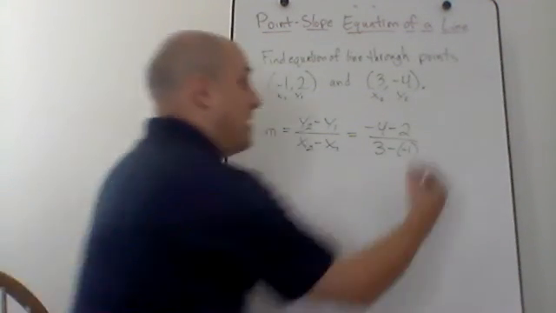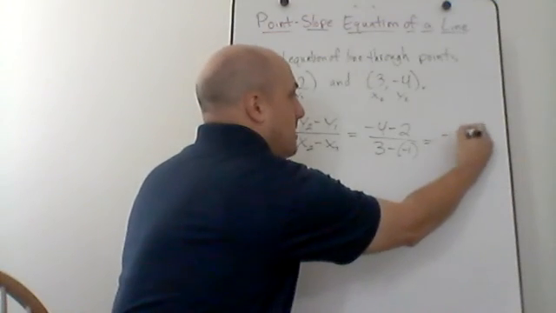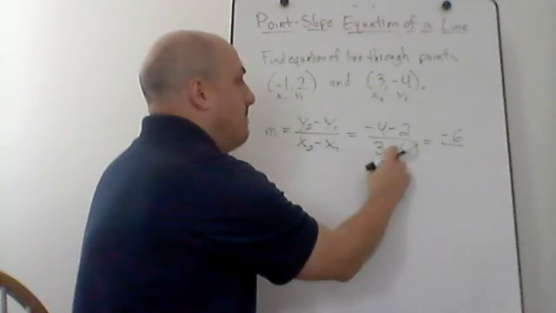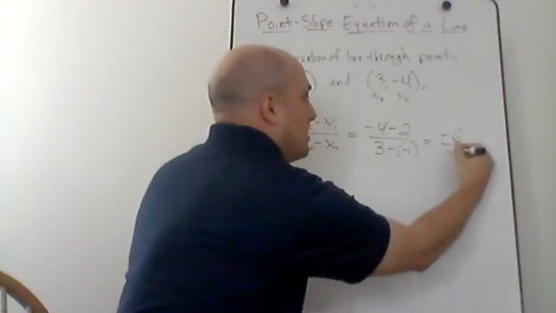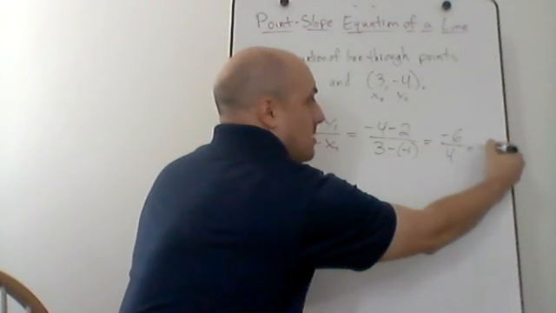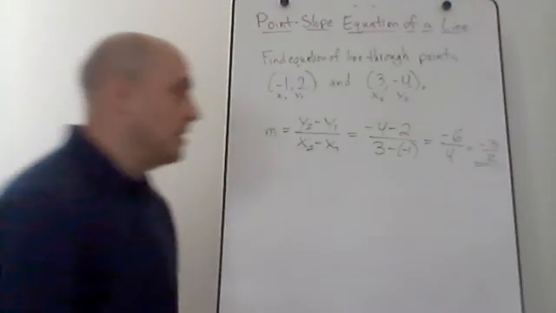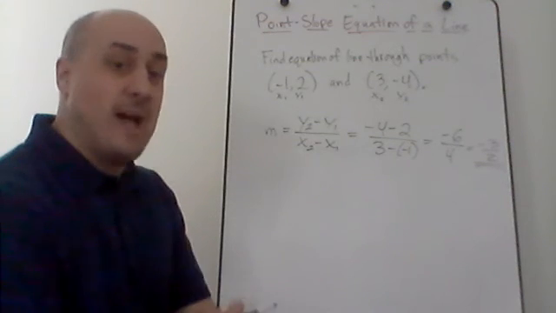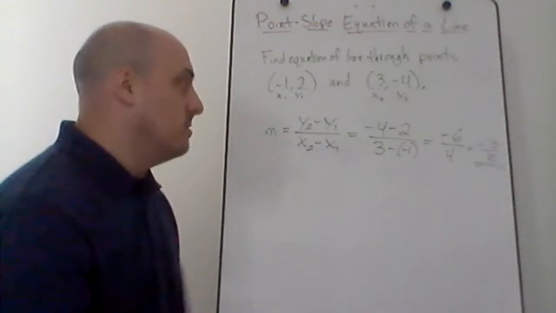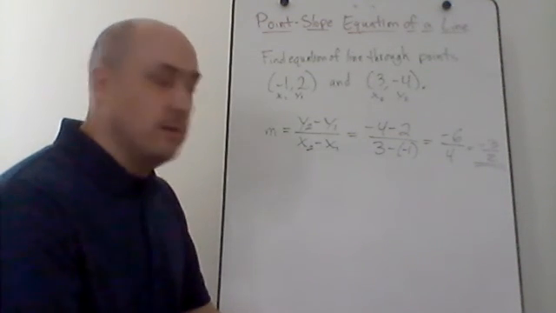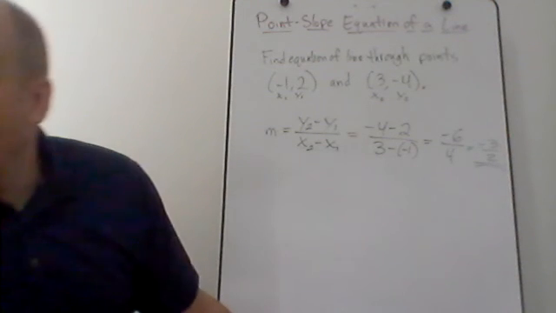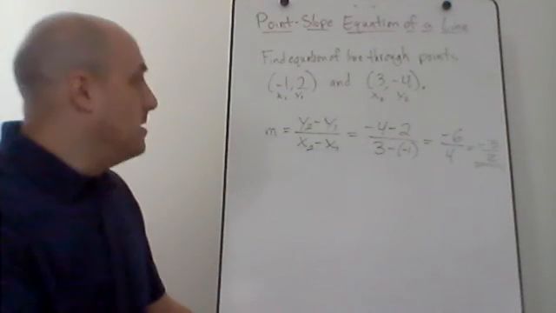So now I need to simplify this, right? Negative 4 minus 2 is negative 6, over 3 minus negative 1, that's 3 plus 1, which is 4, and then negative 6 over 4, I can simplify to negative 3 over 2, because both of those have a common factor of 2. If I cancel out those factors of 2, I get negative 3 over 2. That's going to be the slope of the line we are dealing with here.